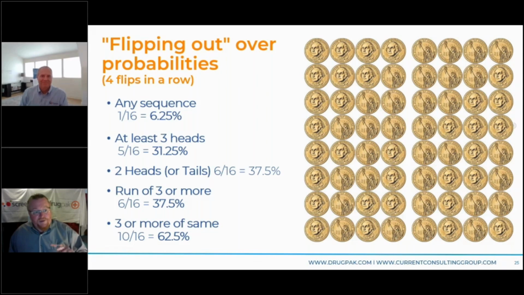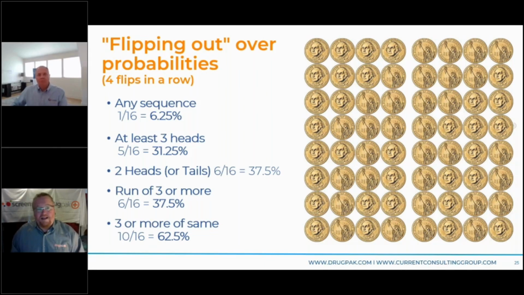Now, the next one is getting 2 heads and 2 tails in any order. There's only a 37.5% chance. Now, I find this unintuitive because it's a 50-50 chance. You would think that the chances of getting 2 heads and 2 tails out of 4 flips is probably close to 50-50, but it's not. It's 37.5. In fact, it's the same odds as getting a run of 3 in a row.